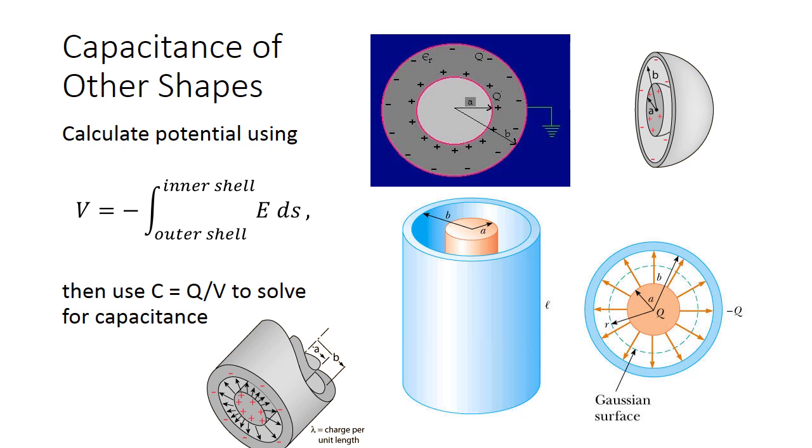But for these, and I think there's one of each kind on the homework, one spherical, one cylindrical, you have to actually calculate V in terms of Q, which you're not given, and usually the Q ends up dividing out somehow. Hope this helps do your homework.